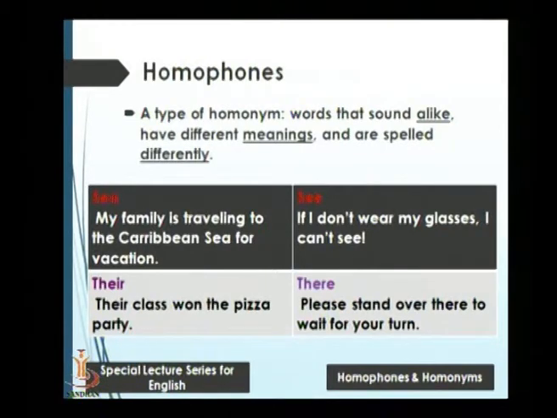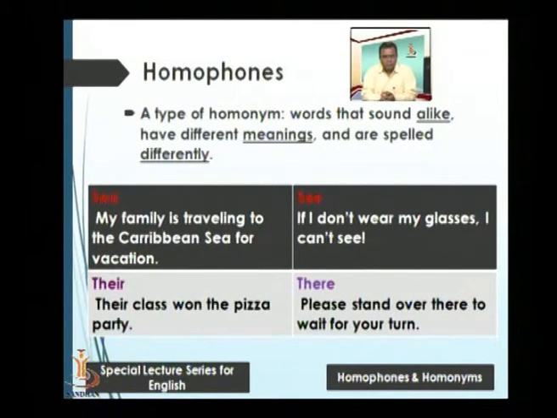Homophones, a type of homonym, are words that sound alike, have different meanings and are spelled differently. Here, as we created the categories spelling, pronunciation and meaning: spellings are different, so put a cross. Pronunciation is almost the same, so put a tick. The pronunciation is the same, but the meanings are different.